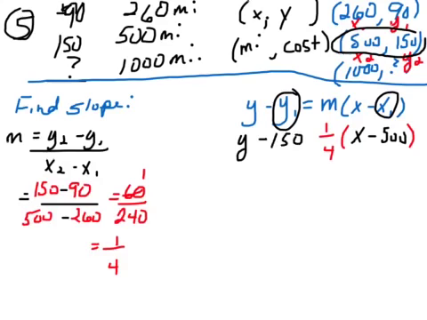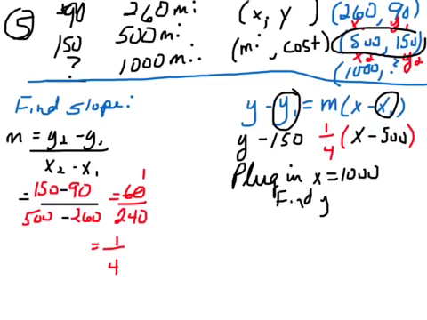Now, that's a perfectly good equation. I could solve it for y if I wanted to, but nobody said I had to, because all I got to do now is, I've got an equation, I can use it. All I got to do is plug in x equals 1,000, because we got 1,000 miles, and the cost is my y. So I need to find y. And so I just plug it into that equation.